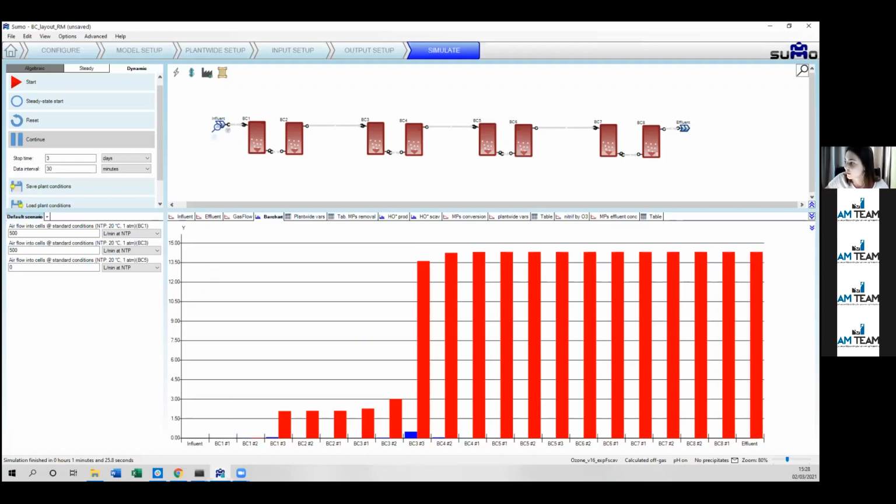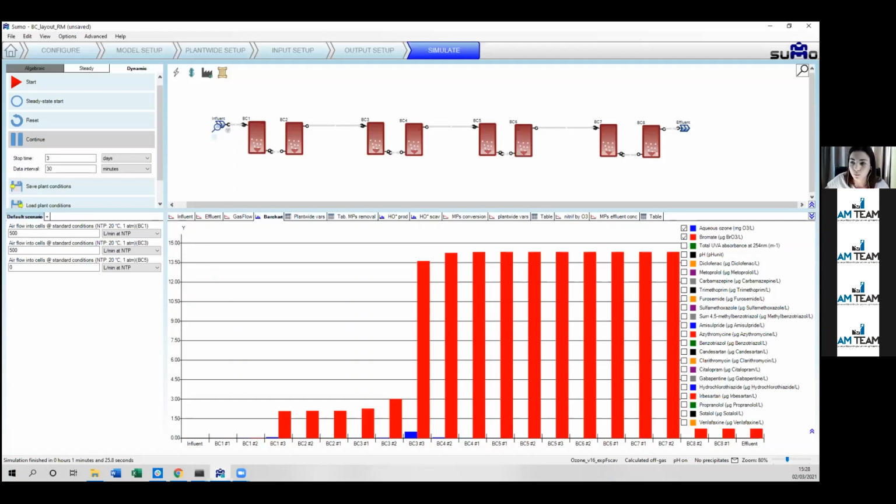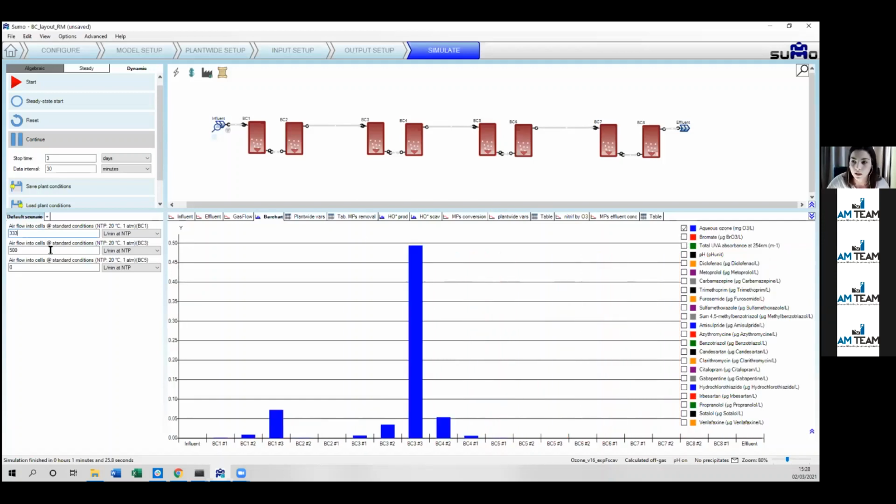Now let's do another try and split the dose across three bubble columns. Again, we are dosing the same amount of ozone, but this time we are dosing 33% of the dose in the first bubble column, 33% in BC3, and 33% in BC5. Let's see what will be the effect on bromate formation.